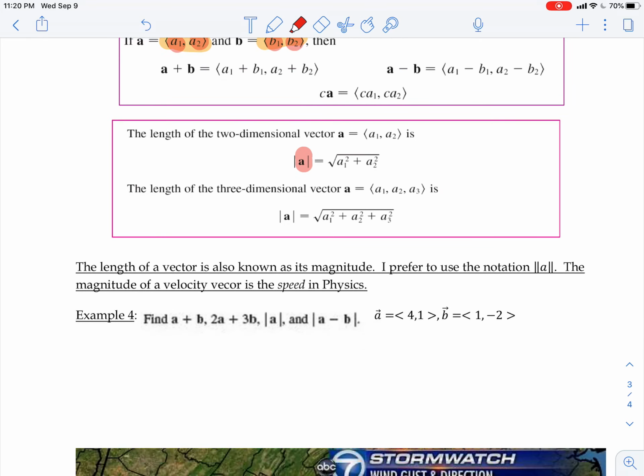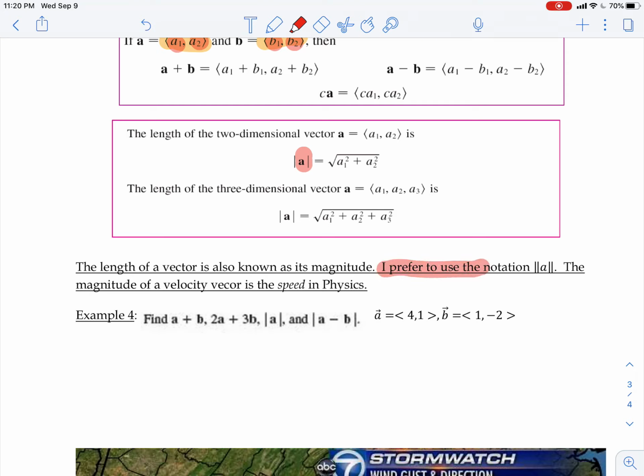Now, the length of the vector is also known as its magnitude. You should be familiar with this kind of notation from Calculus 2, especially when you're getting into parametric equations. One thing you need to know about magnitude is that we refer to it as magnitude in this class, but in other classes that deal with 2 or 3 dimensions and vectors, magnitude is also known as speed, like in physics class.